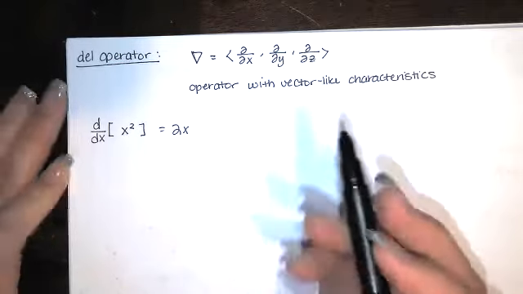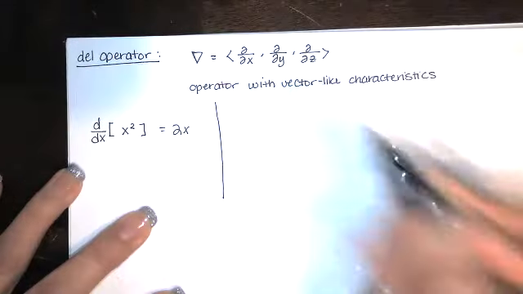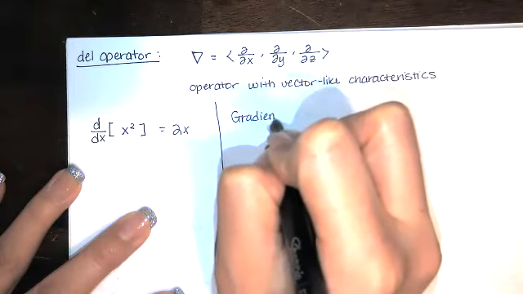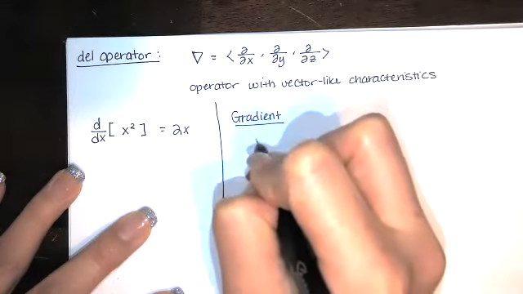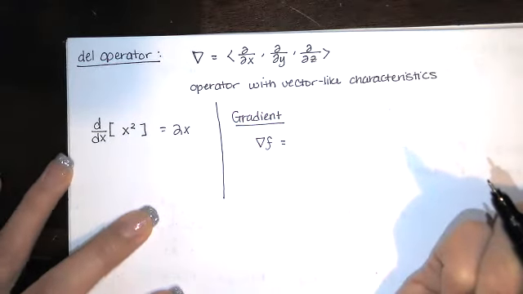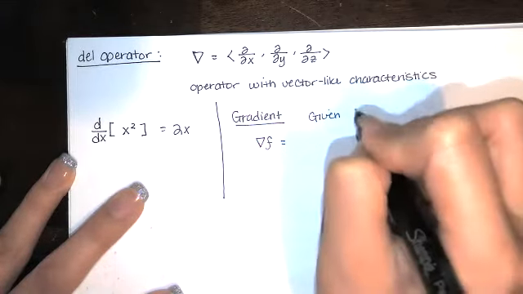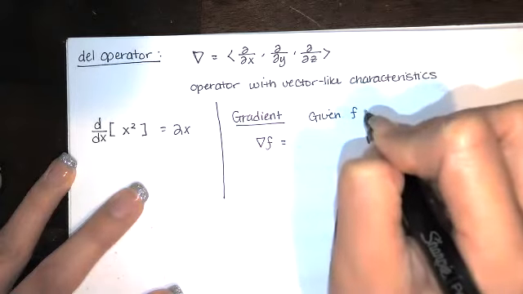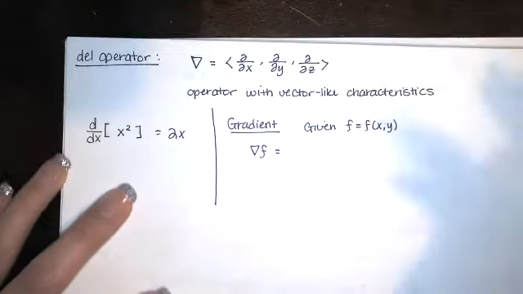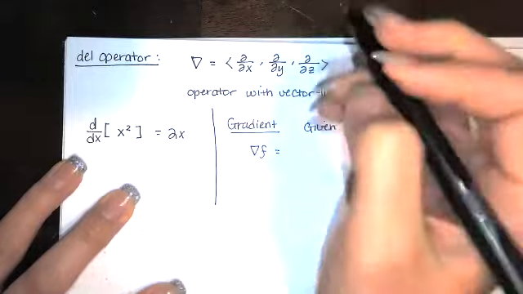This is very similar. The del operator, it's just got this vector quality to it. So we've already seen the gradient, del f. And let's say that f has two variables. So f is a function of x and y. Well, in that case, our del operator would only have two components.